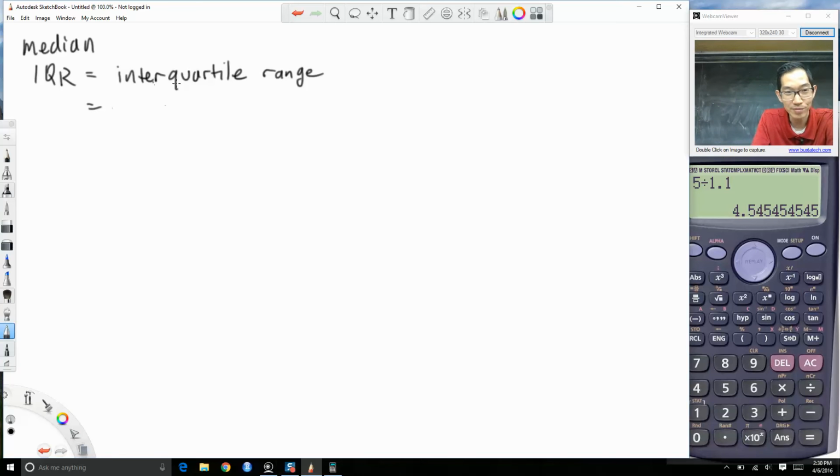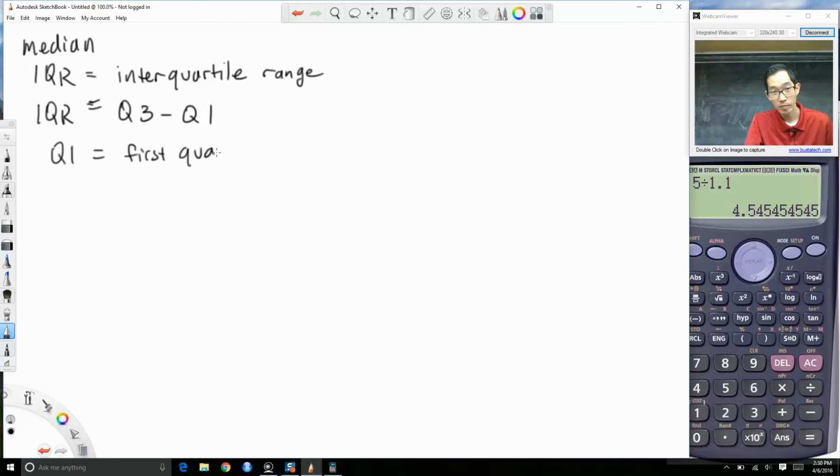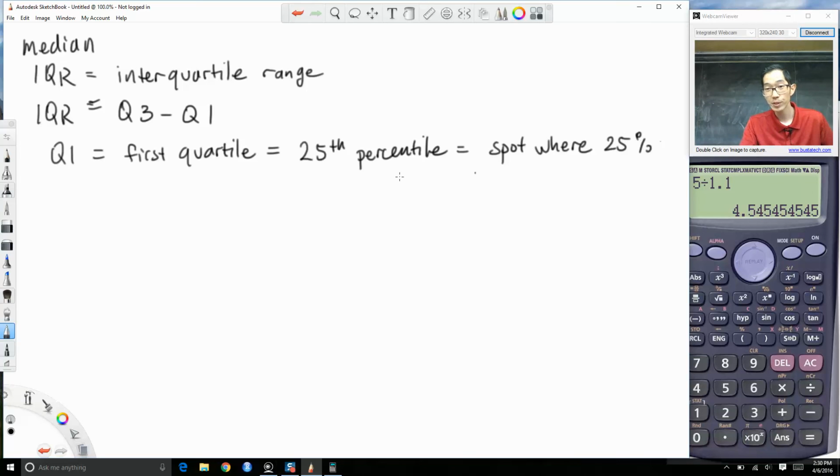If you studied your word root etymology, IQR is defined as Q3 minus Q1. It's the distance between quartiles, quarters here. Q1 is our first quartile. The first quartile is the 25th percentile, and this is the spot where 25% of the data is smaller.